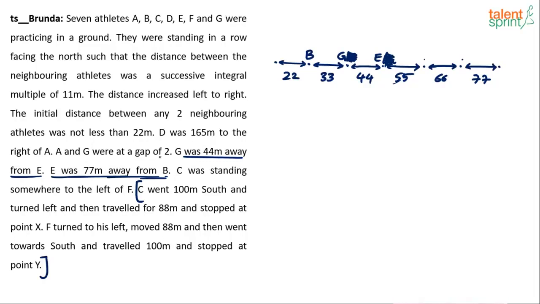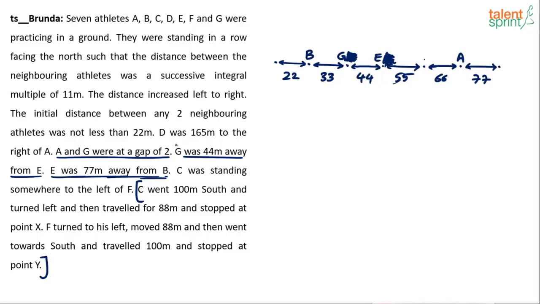Okay, A and G were at a gap of 2. So where can A come according to this point? They were at a gap of 2, meaning what? There were 2 persons between them, right? A and G were at a gap of 2 would mean there were 2 persons between them. So if G is here, 1 and 2, then A has to come here. Yes or no? No gap, 1 gap, 2 gaps. A and G were at a gap of 2.